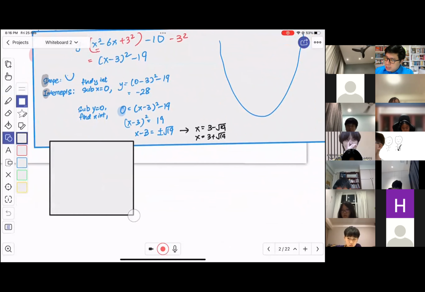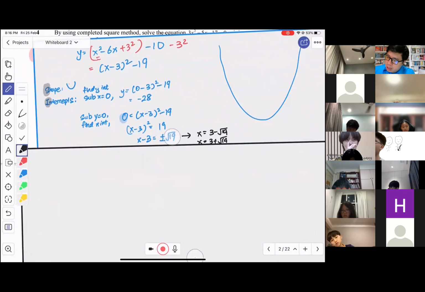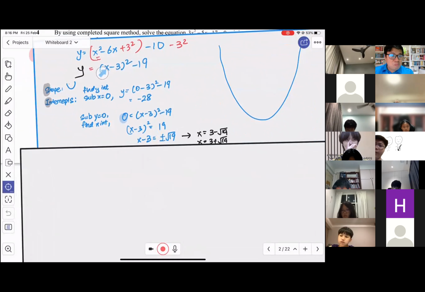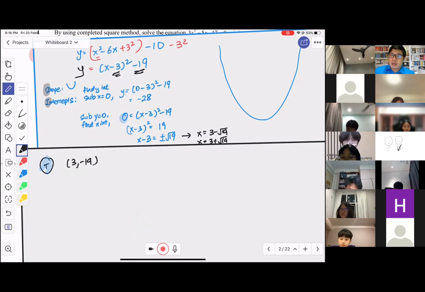Now, next one is T. T for turning point. Now, you remember that if it's in the completed square form, you take the negative of the number in the bracket. So if the x minus 3 is here, then the turning point, immediately, I hope you can see, is just 3, negative 19. The turning point is 3, negative 19.